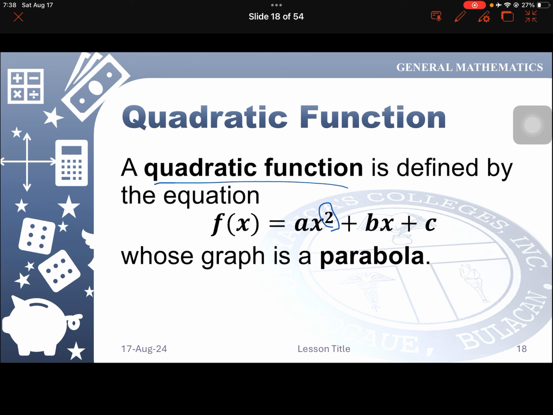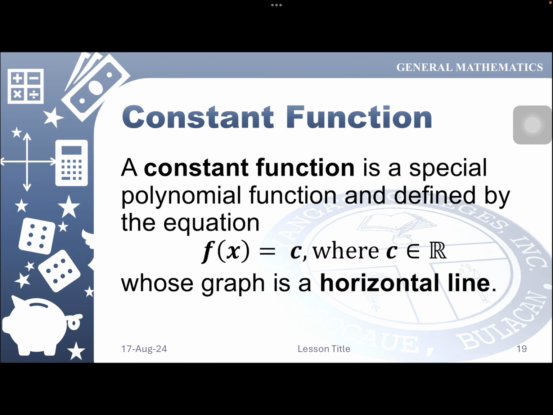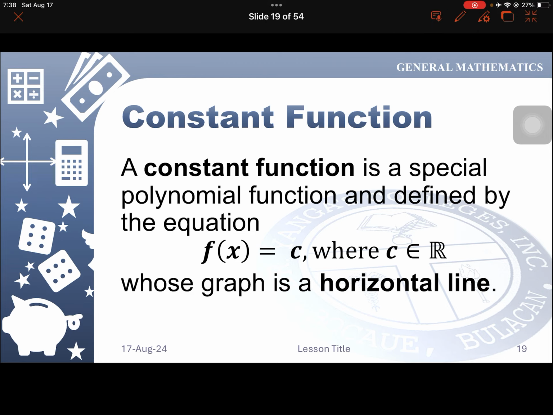Next, constant function. So constant function is still a polynomial function, but it is a special type of polynomial function. And this is defined by the equation f of x is equal to c, such that c is any number from the real numbers. Okay? And it has a graph which is a horizontal line. So, let's give an example for this. For example, f of x is equal to 1. Okay? The number here could be any number.